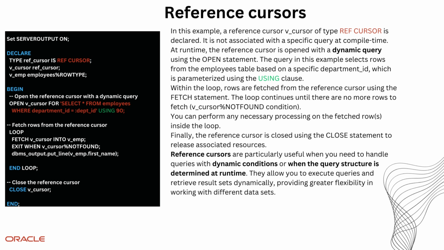The loop continues until there are no more rows to fetch, the v_cursor%NOTFOUND condition. You can perform any necessary processing on the fetched rows inside the loop. Finally, the reference cursor is closed using the CLOSE statement to release associated resources. Reference cursors are particularly useful when you need to handle queries with dynamic conditions or when the query structure is determined at runtime. They allow you to execute queries and retrieve result sets dynamically, providing greater flexibility in working with different data sets.